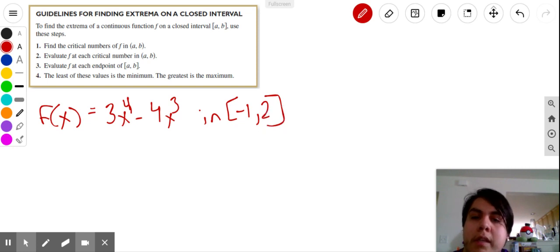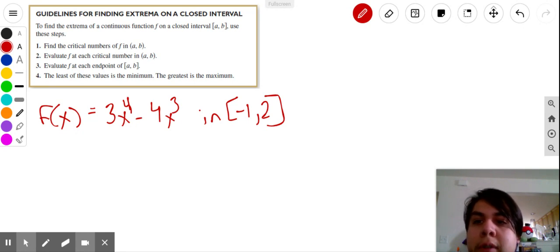So here's how you find the extrema. You can find this in your textbook in section 3.1, page 165, if I'm not mistaken. So to find the extrema of the continuous function f on a closed interval a to b, use these steps.